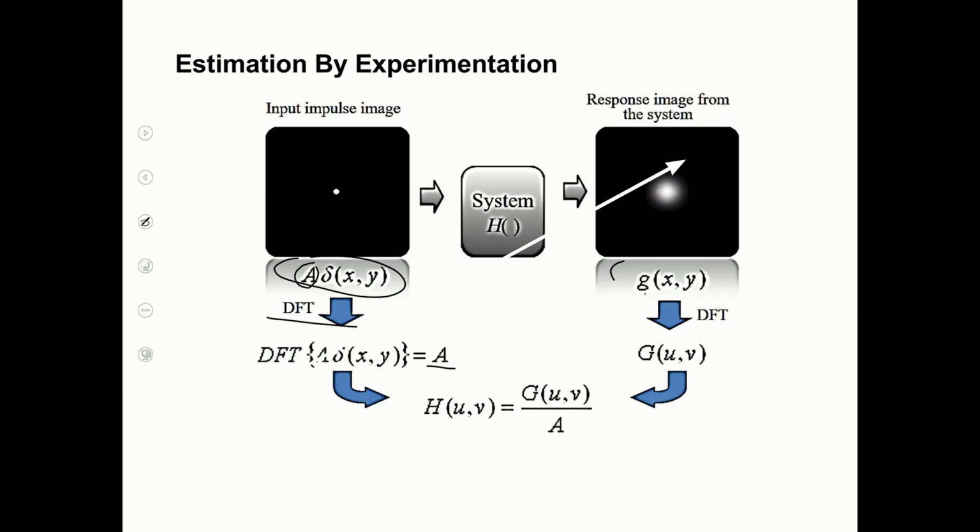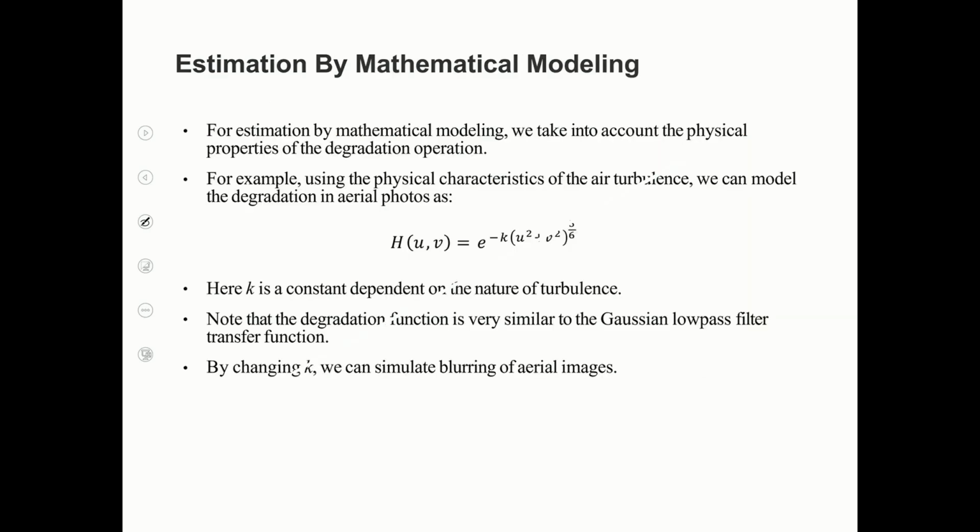Now here this is the output g(x,y). In frequency, this will be G(u,v), and in order to find the transfer function, I divide this by this one. I can use this to find out the image, or restore the image.